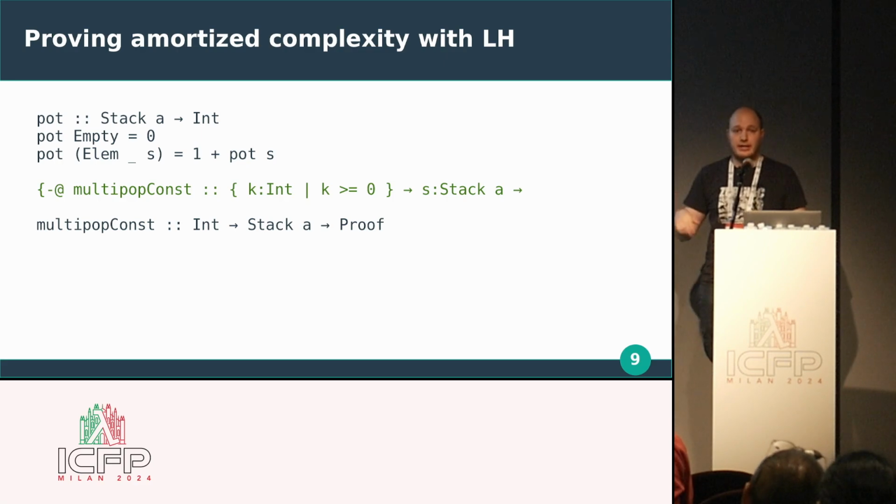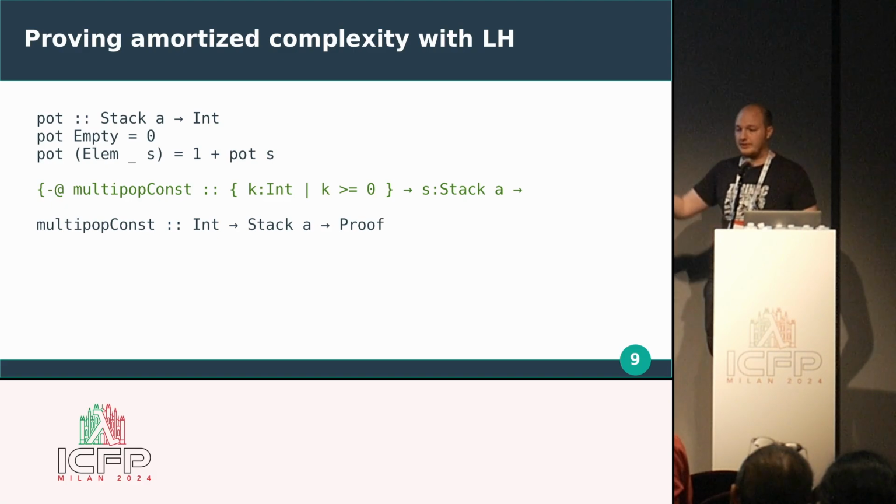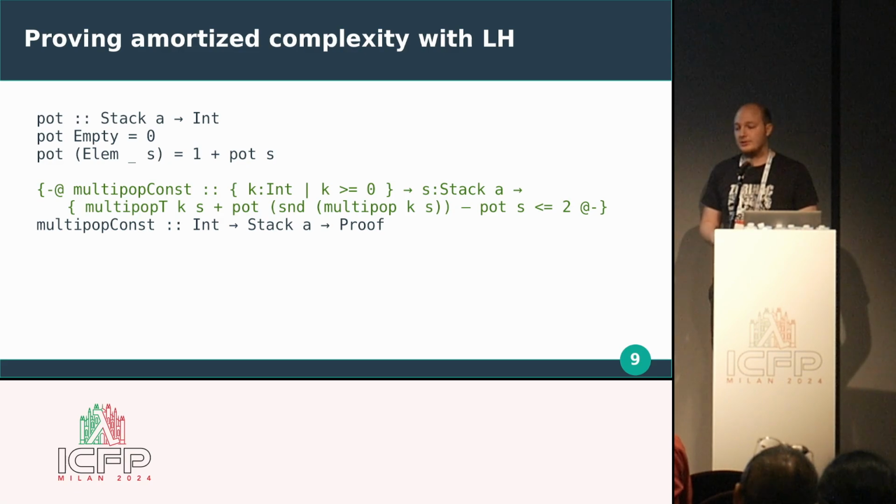And then our LiquidHaskell proof is just a function that returns a proof. And in this case, what should we prove? We should prove exactly the inequality that we had before: the timing of the operation plus the potential after the operation minus the potential before the operation is less than or equal to some constant. I chose 2. Actually, in this case, I could have chosen 1. It doesn't matter, as long as it's a constant.